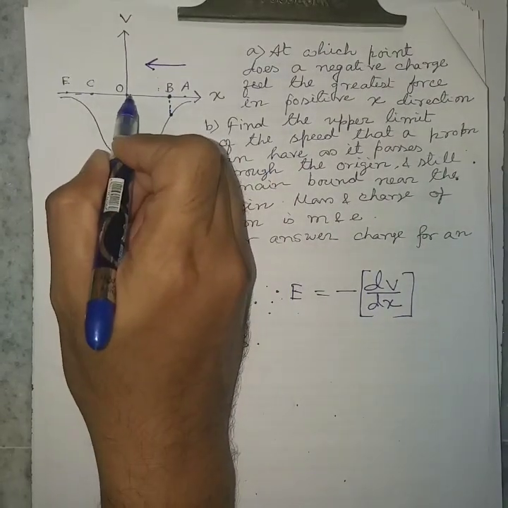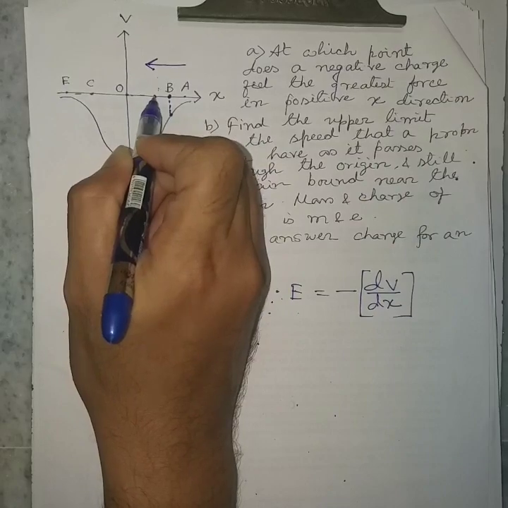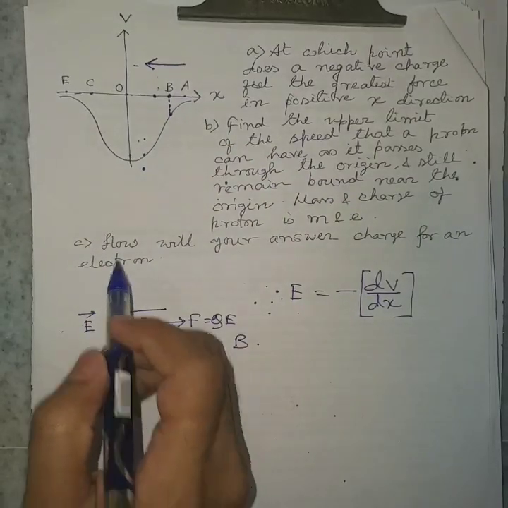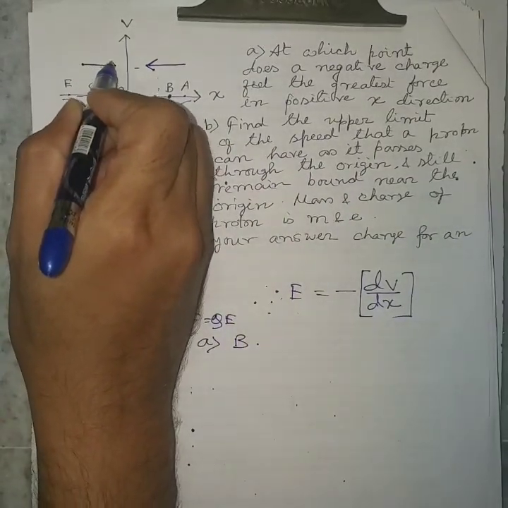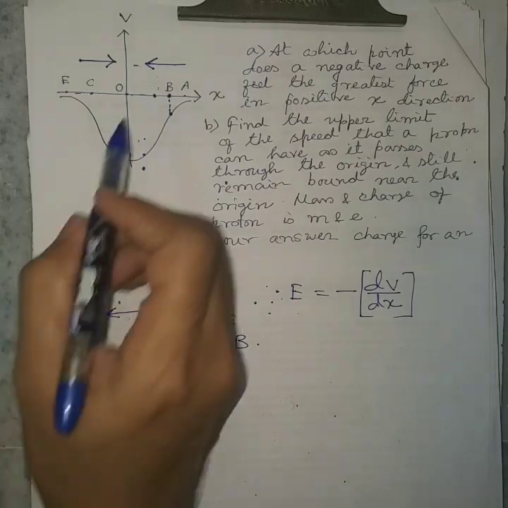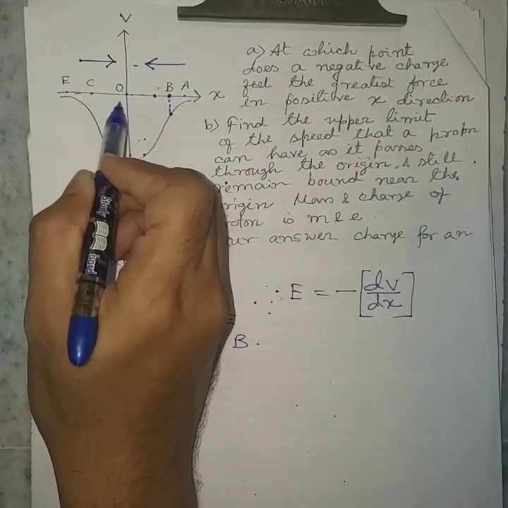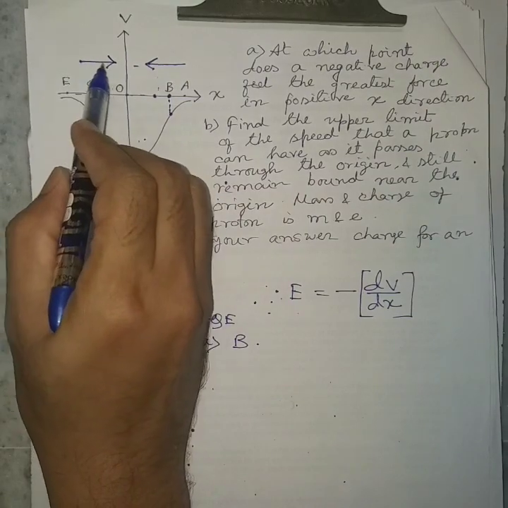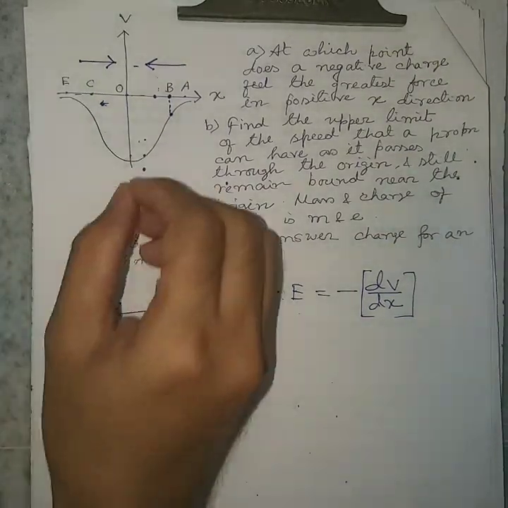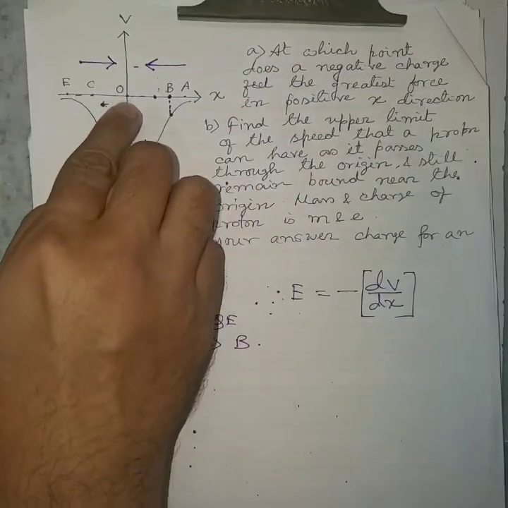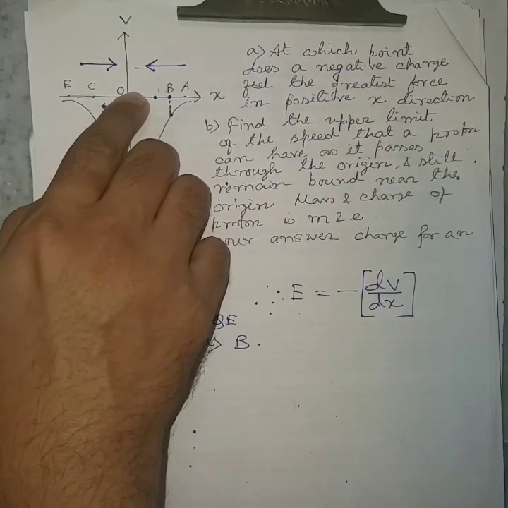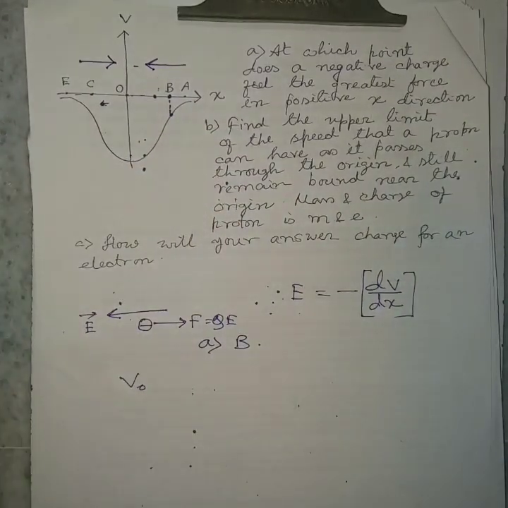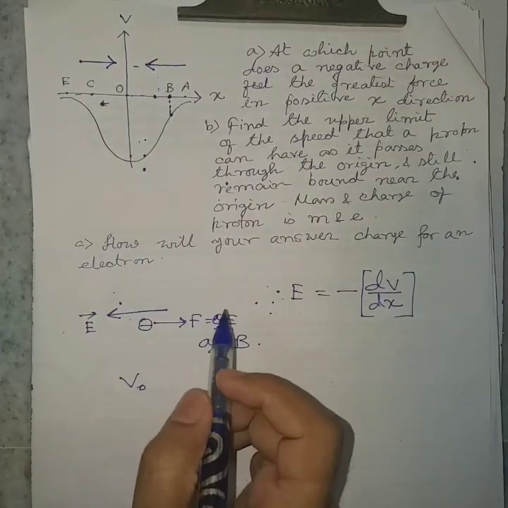When the proton moves in this direction, it feels a force along the electric field, that is towards the origin. In this region, the electric field is directed along positive x axis. Now if the proton moves in this direction, then it will also feel a force along the electric field, that is towards the origin. Therefore, if we release a proton here, either towards positive x axis or towards negative x axis, it will always feel a force towards the origin due to the electric field.